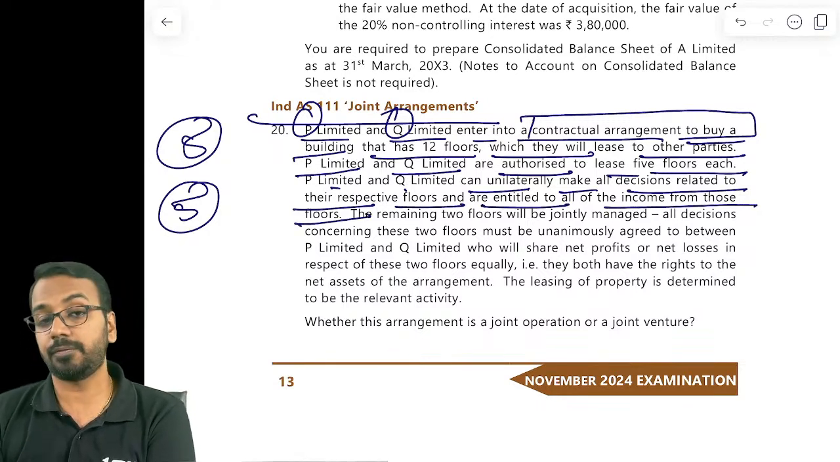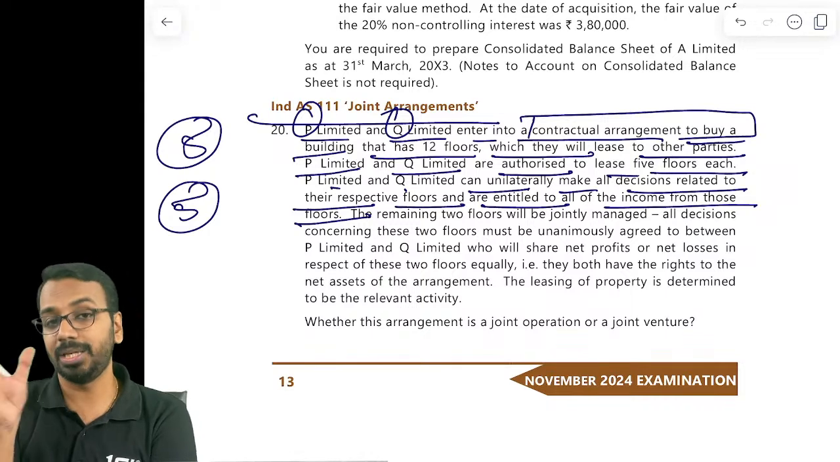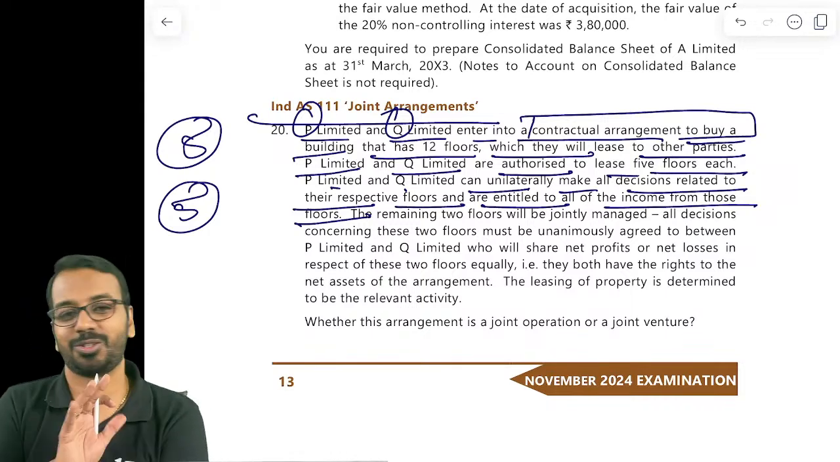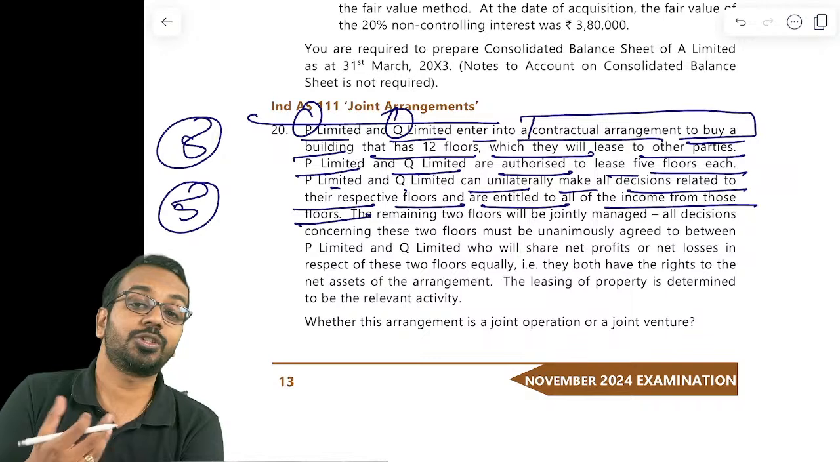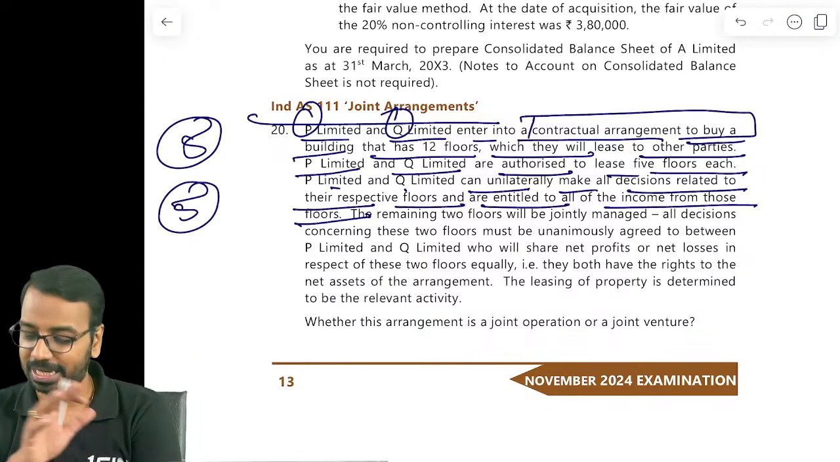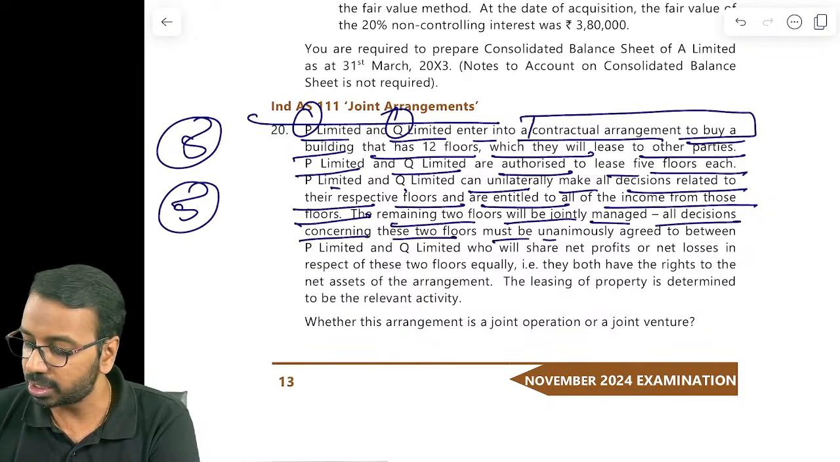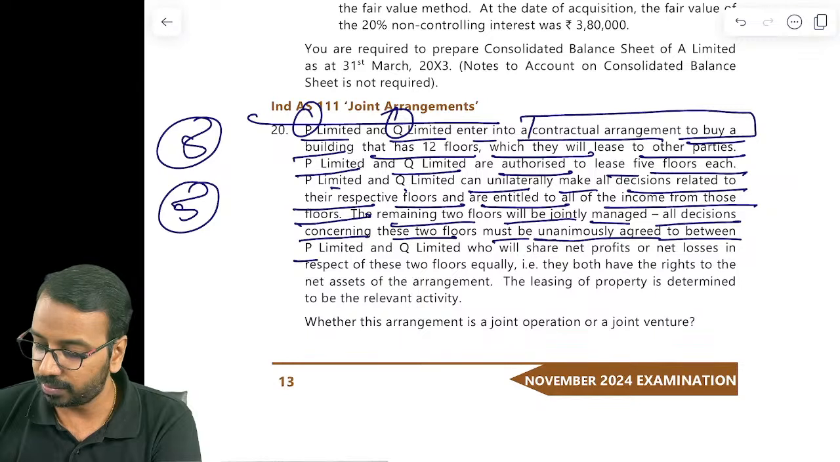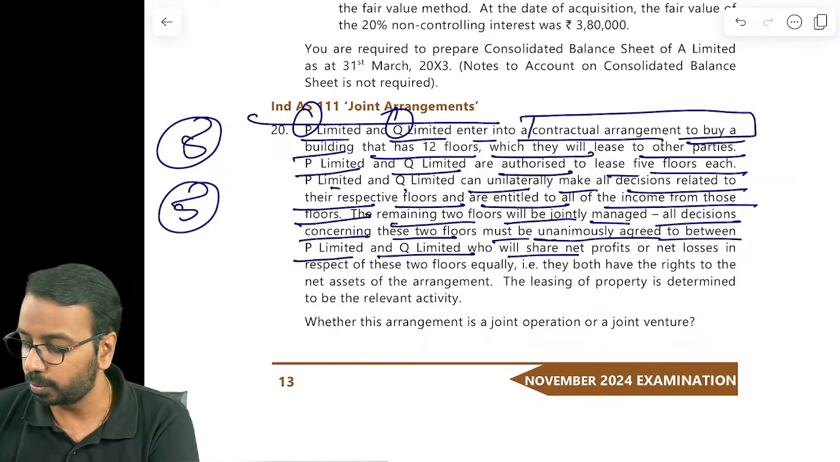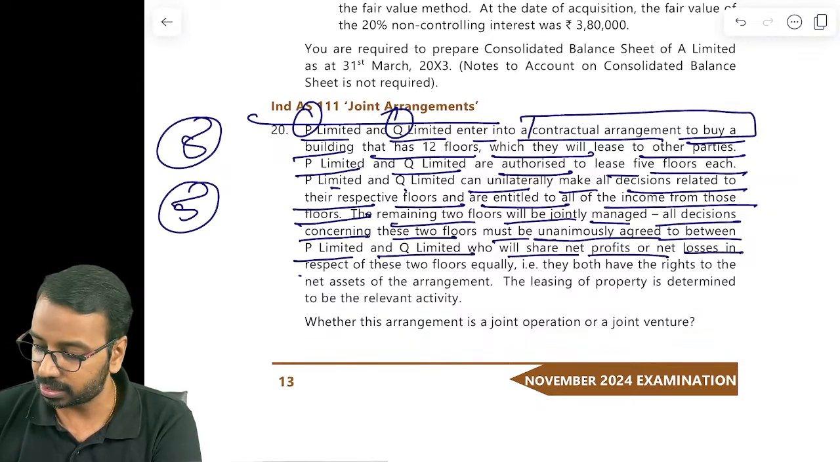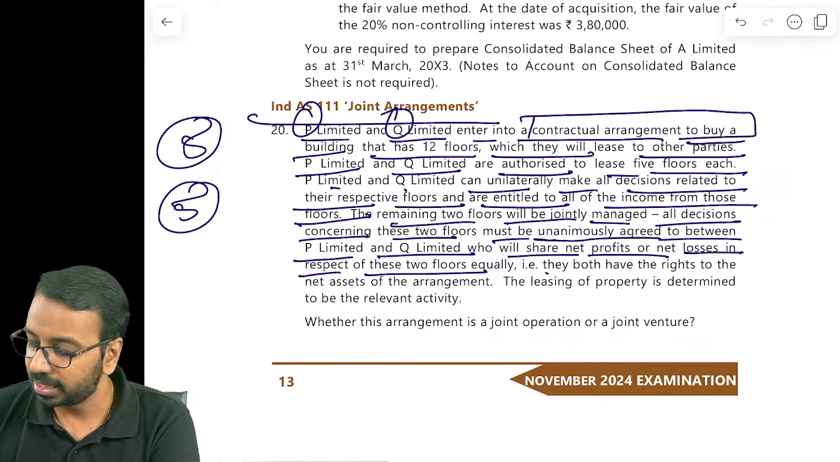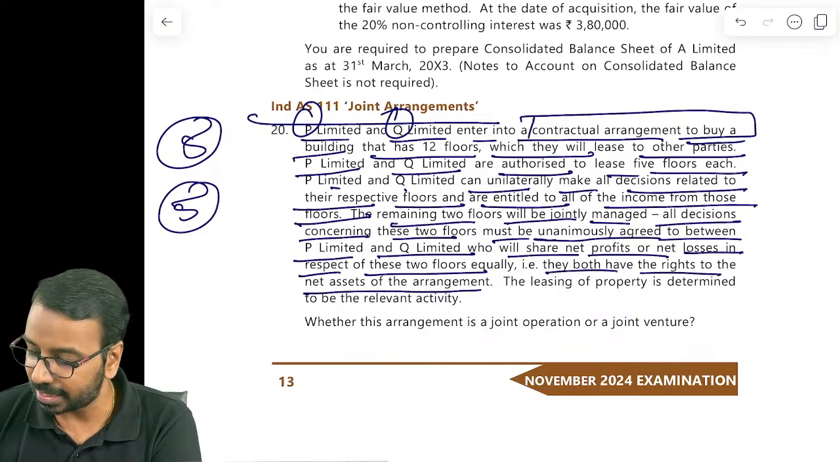So out of 12 floors, 5 floors P is controlling. Is there any joint control? There is no joint control. Remaining 5 floors Q is controlling. Is there any joint control? Again, there is no joint control. Remaining 2 floors will be jointly managed. All decisions concerning these 2 floors must be unanimously agreed to between P Limited and Q Limited, who will share net profits or net losses in respect of these 2 floors equally. They have rights to the net assets of the arrangement.